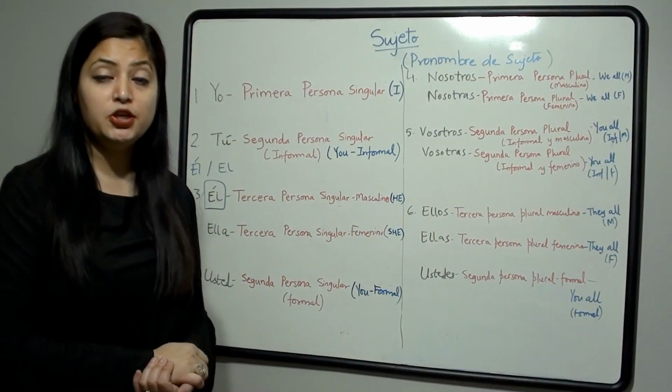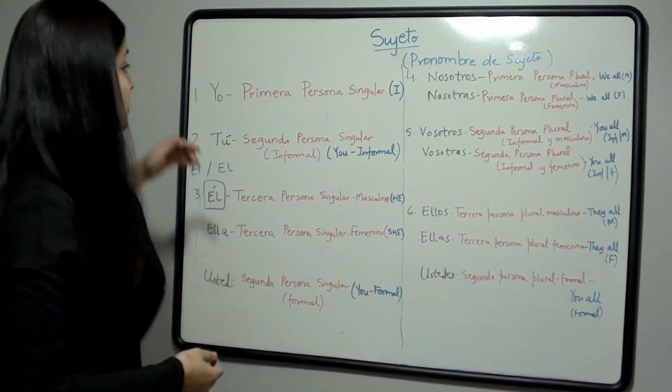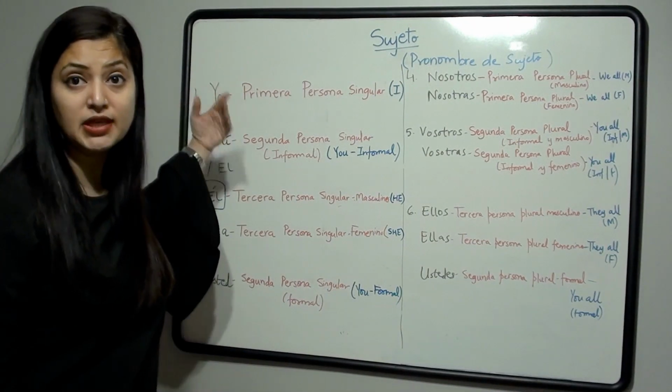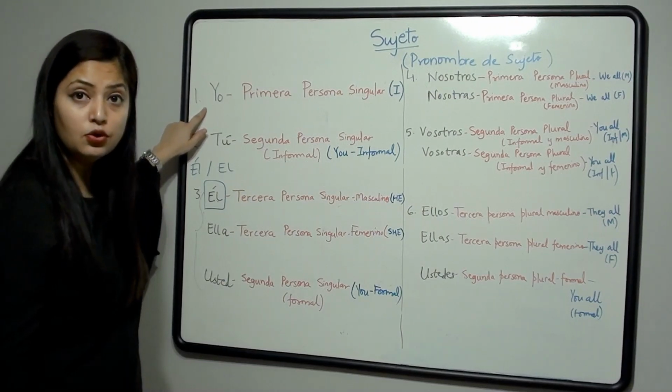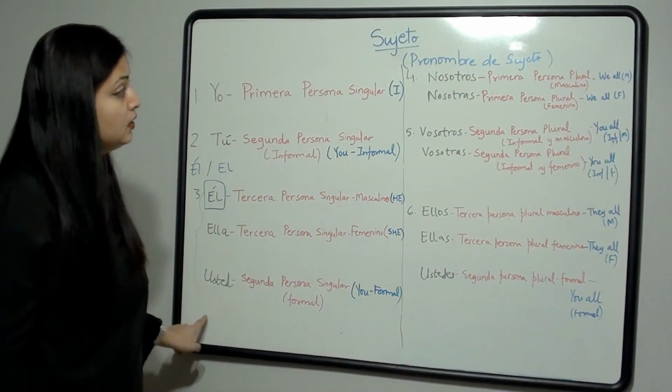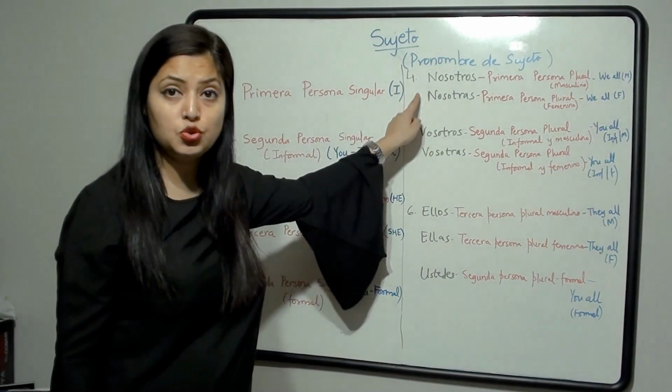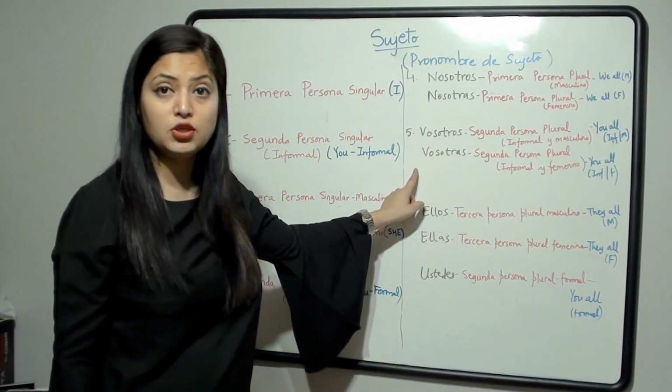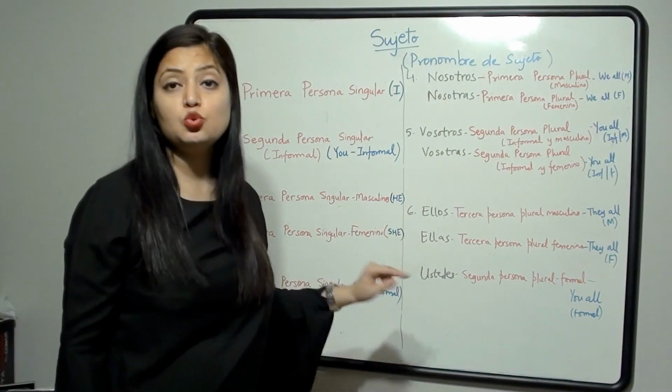Before I wind up the video, let us quickly revise the 6 subjects or the 6 sujetos that we did today. Yo, tú, él, ella, usted, nosotros, nosotras, vosotros, vosotras, ellos, ellas, ustedes.